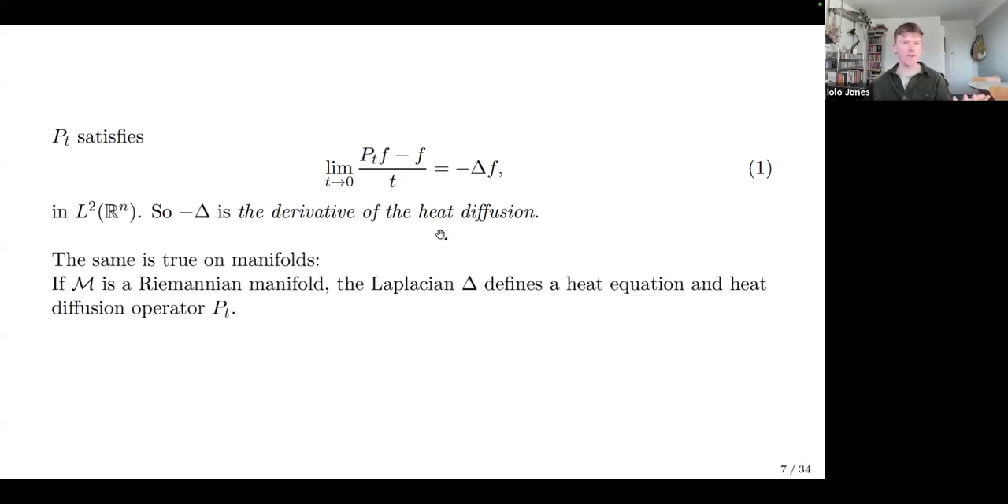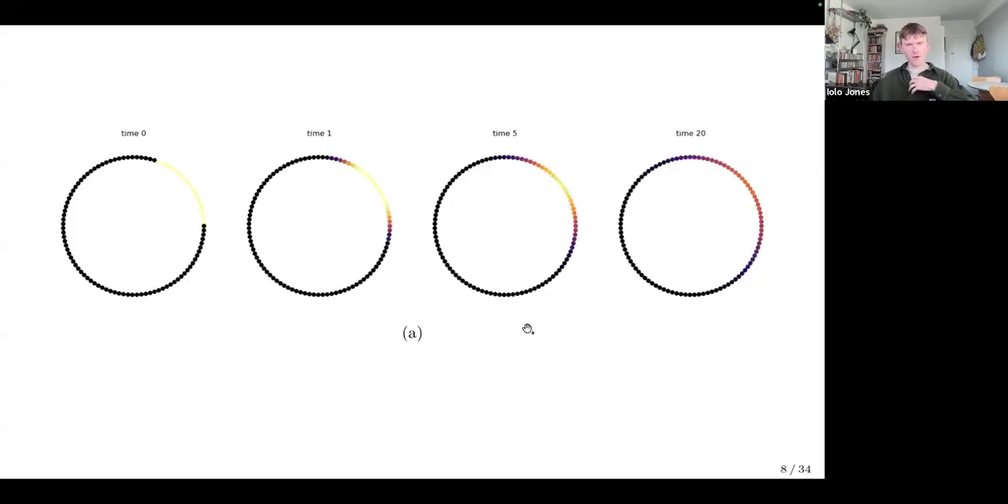And this is really a very general phenomenon, because if you have a manifold, the Laplacian exists more generally on manifolds. That defines its own heat equation, and that defines its own heat operator PT. So concretely, what that might look like is you could have a function f here that's hot here and then cold everywhere else at time 0. And then as time evolves, 1, 5, 20, that flows outwards.